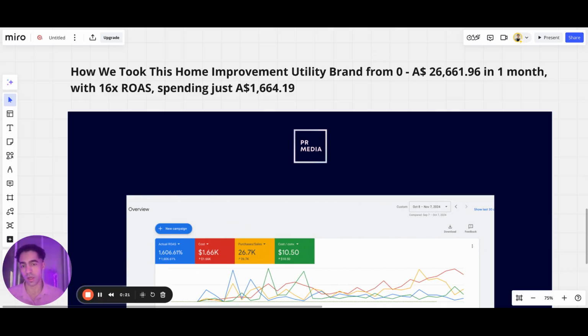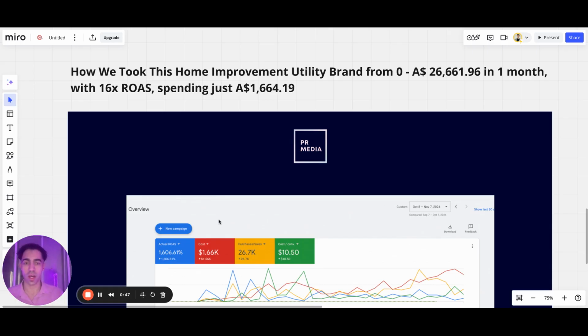First of all, is it possible to go from 0 to 25K plus in revenue with Google Ads? Yes, it is. Number one. Number two, is it possible to achieve such a high ROAS with low ticket? Yes, it is. And number three, do you need a large budget when you're starting Google Ads? You don't, right? We're spending around 1.5K per month, and that's the result, right?